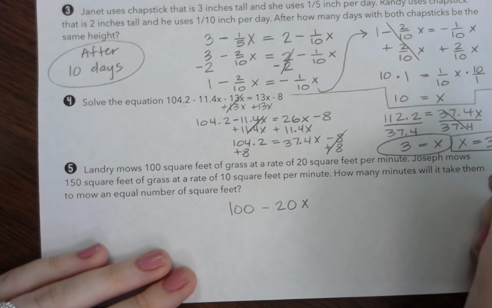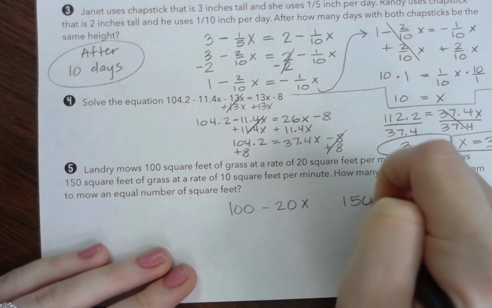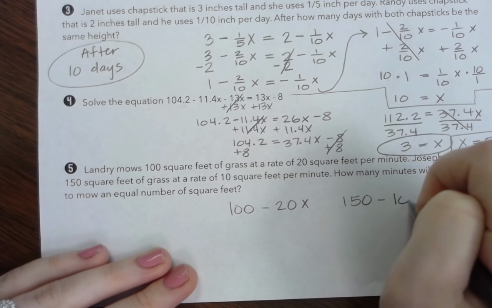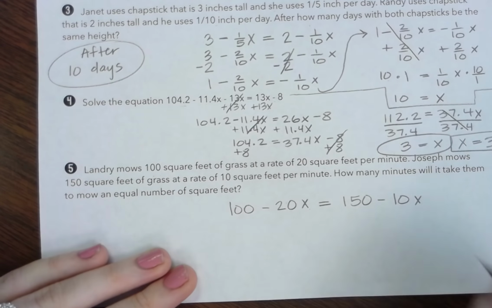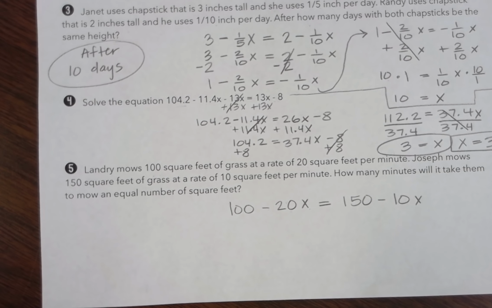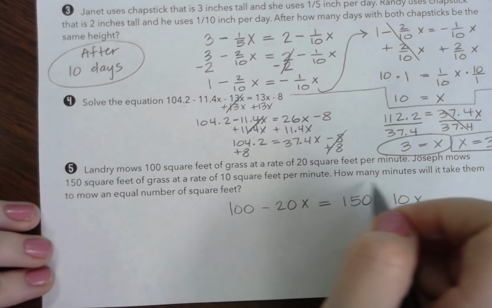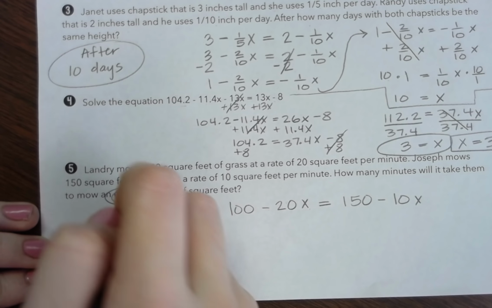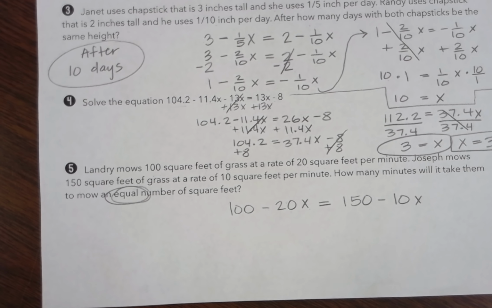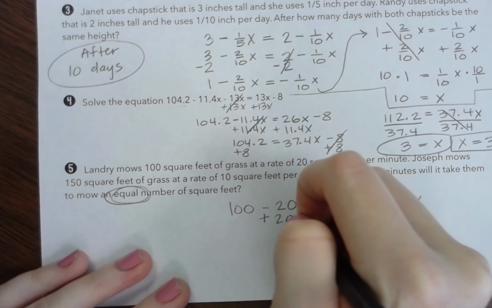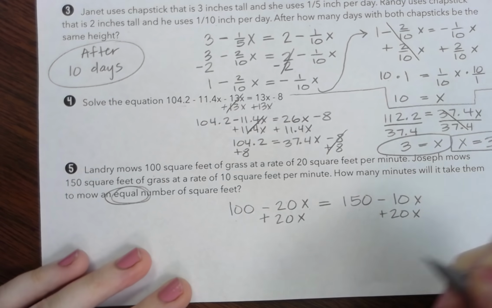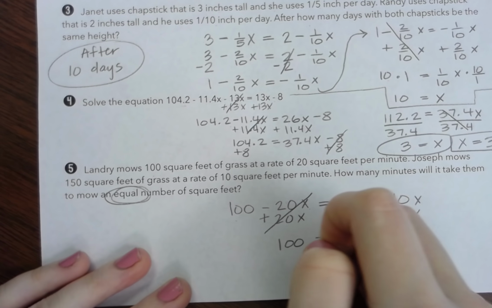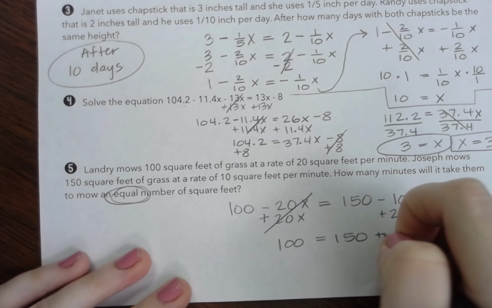But then we have Joseph here that has 150 square feet of grass, and he mows it at a rate of 10 square feet per minute. We're going to set those two expressions equal to each other because we want to know how many minutes it will take them to mow an equal number of square feet. So we're not necessarily solving for how long it will take each of them to finish. We're solving for how long it's going to take them to be equal. All right, so I'm going to add 20x to both sides. I get 100 equals 150 plus 10x.